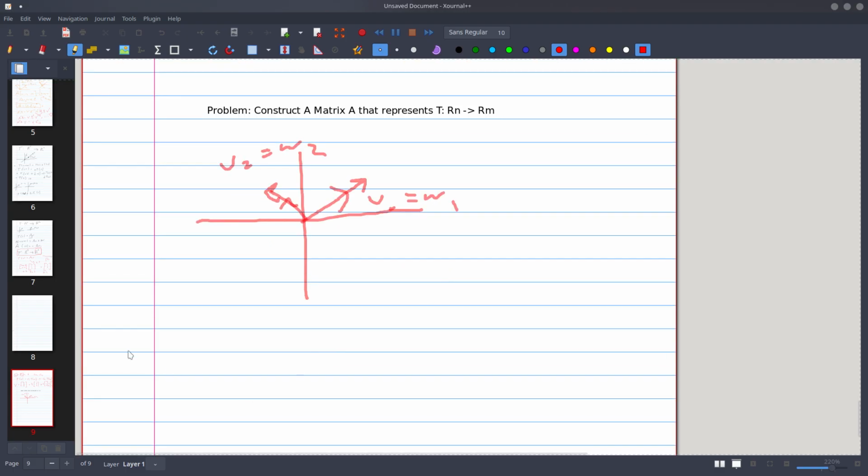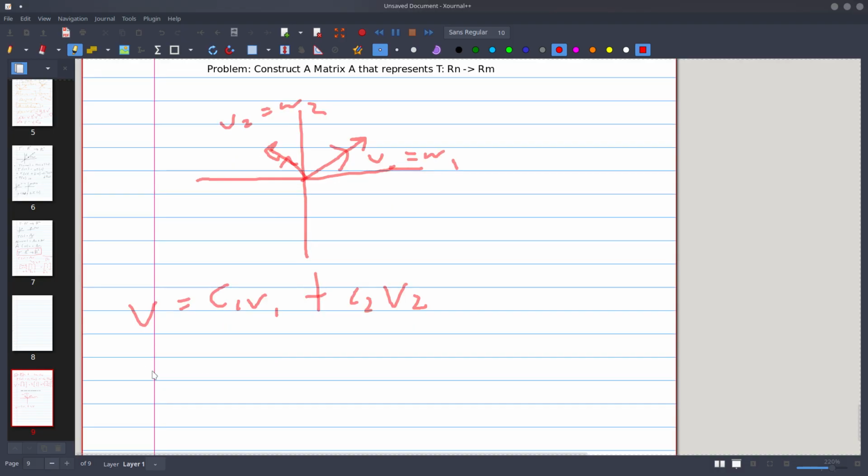And so V is equal to C1 V1 plus C2 V2, right? Some vector has to be a linear combination of these two basis vectors. Okay, we've seen this idea before. So take any vector V, it's some combination of the first and second basis vector. And so T of V is equal to C1 V1, and so the second basis vector is killed.